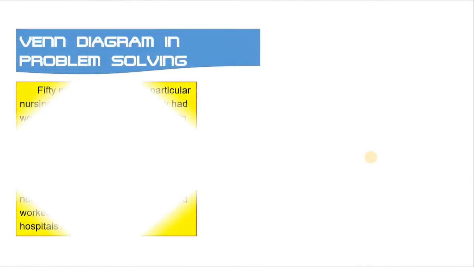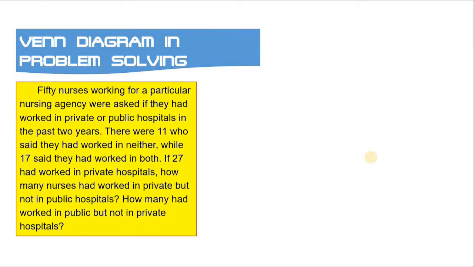And to give us more example, so 50 nurses working for a particular nursing agency were asked if they had worked in a private or public hospitals in the past 2 years. There were 11 who said they had worked in neither, while 17 said they had worked in both. If 27 had worked in private hospitals, how many nurses had worked in private but not in public hospitals? How many had worked in public but not in private hospitals? We are going to solve that using the Venn diagram to visualize the problems.